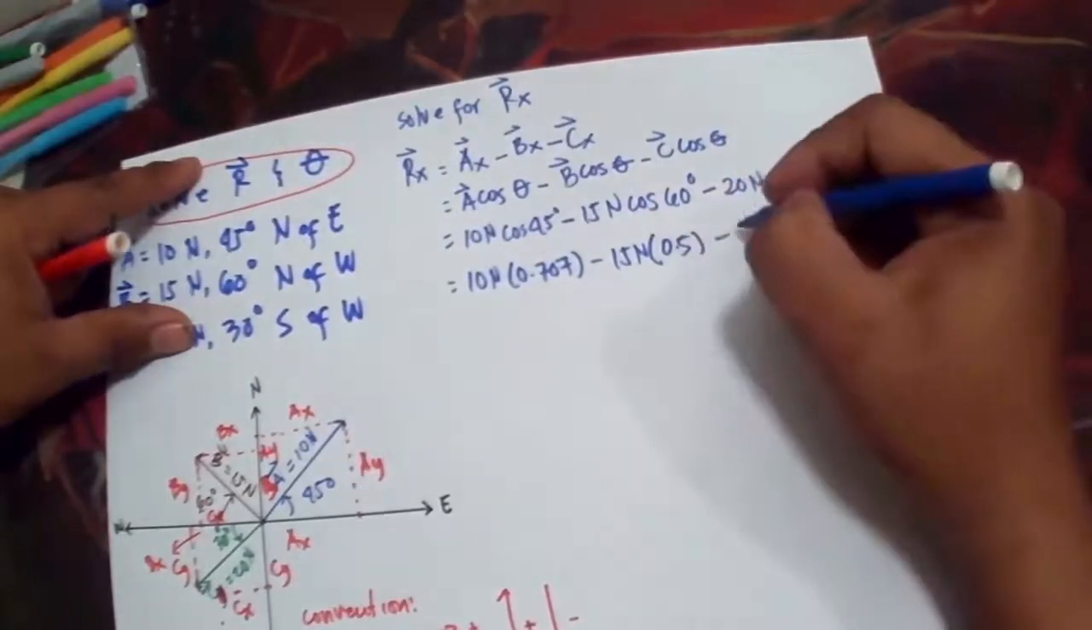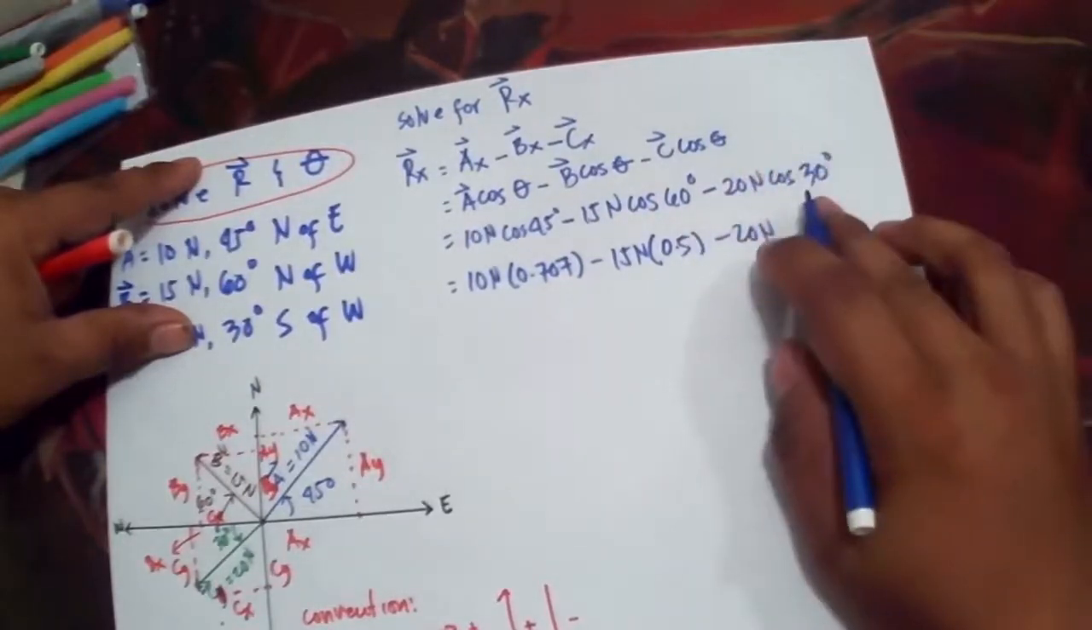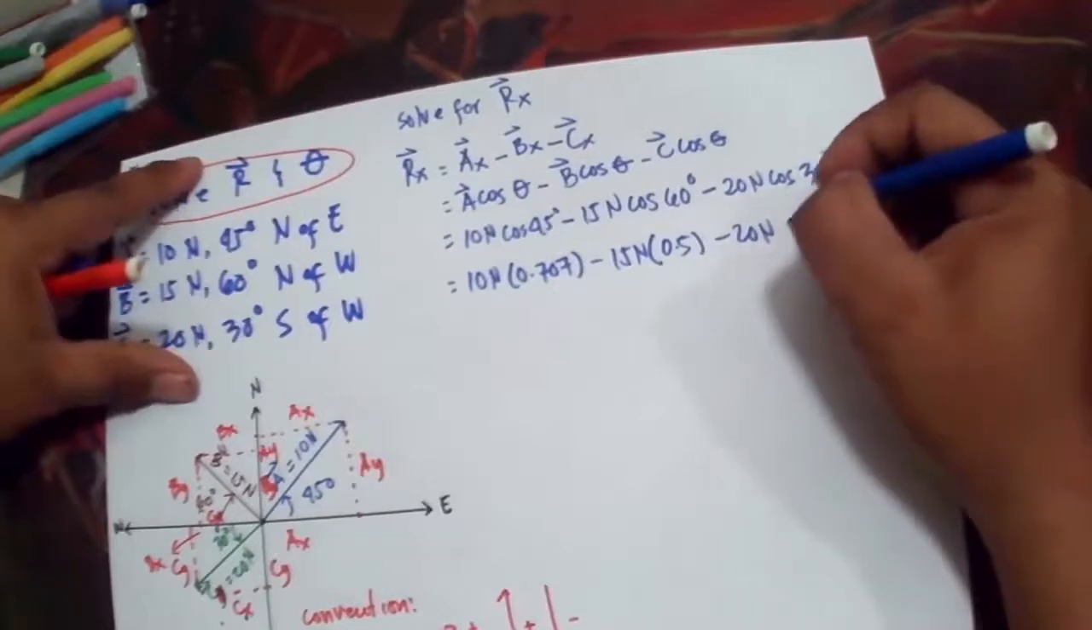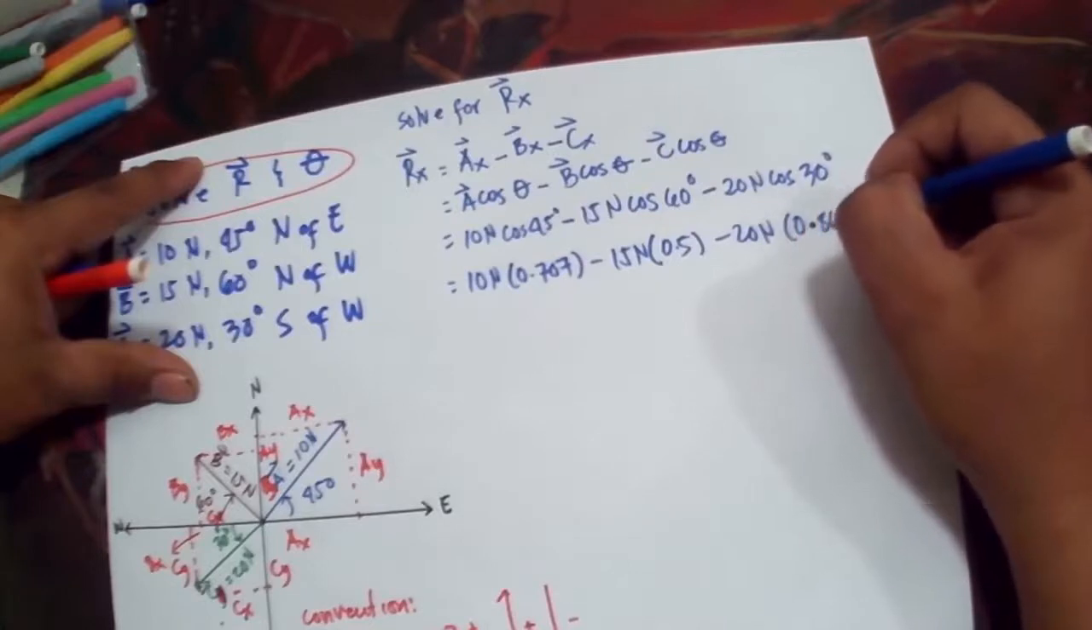And for C, this is 20 newtons. Cosine of 30 degrees will give you 0.866.